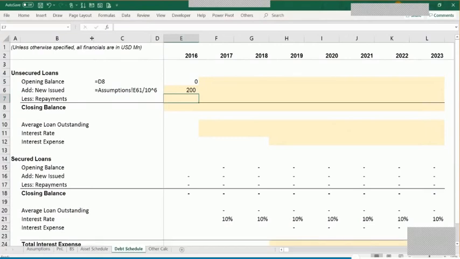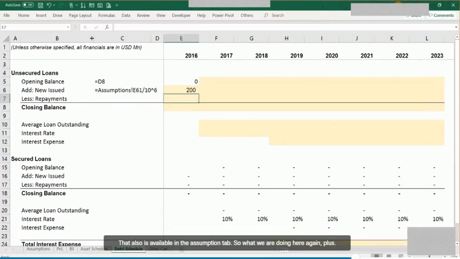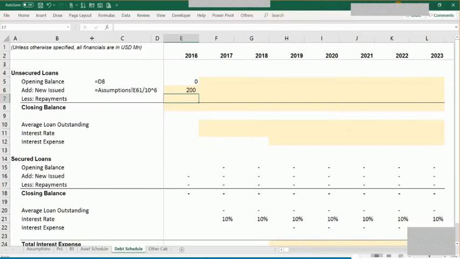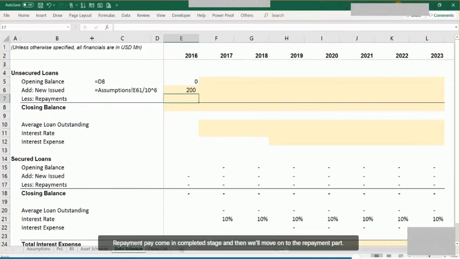That also is available in the assumption tab. So what we are doing here is plus repayment. So take a minute, complete it till this stage, and then we'll move on to the repayment part.